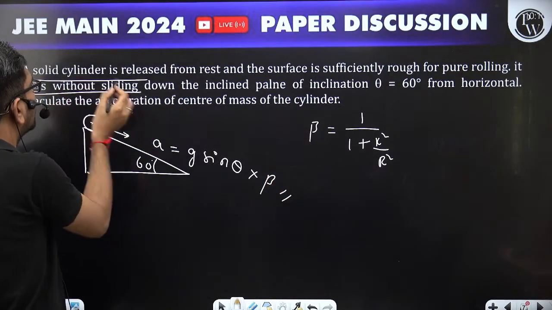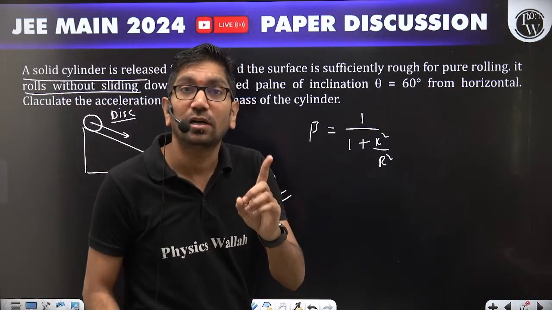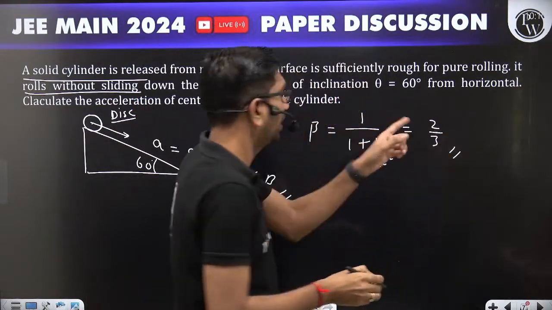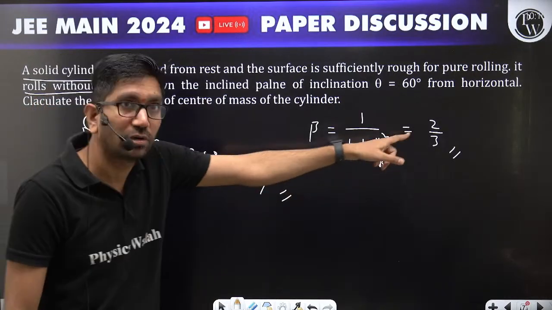So this is a solid cylinder, na? So we can take it as a disc also, okay? I will tell you the trick. The beta value for this one is 2 by 3, okay? The beta value, what you get, is 2 by 3, beta, okay? So I will tell you how to remember this one.